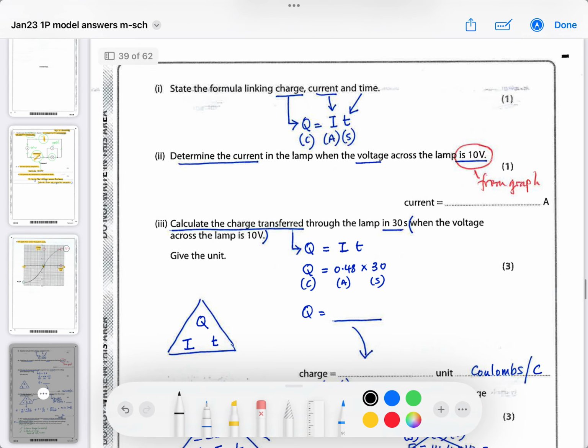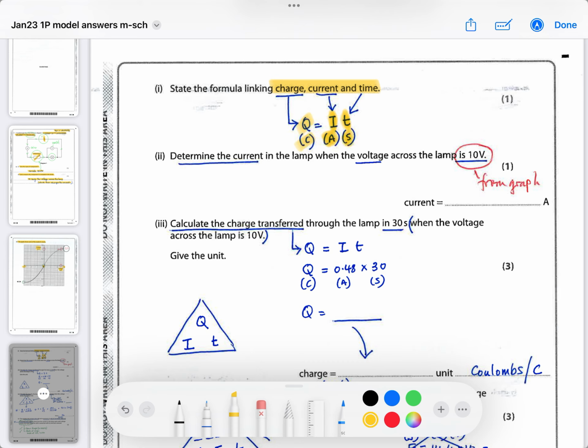Okay. Now they want to see if you know your equations. Now they give you an equation list, or they have done for the past few years, and they said they're going to continue for the next few years. So you've got to state the formula linking charge, current, and time. Okay? So charge is always Q. Q is measured in coulombs. Current is always I, measured in amps. And T is measured in seconds, time.